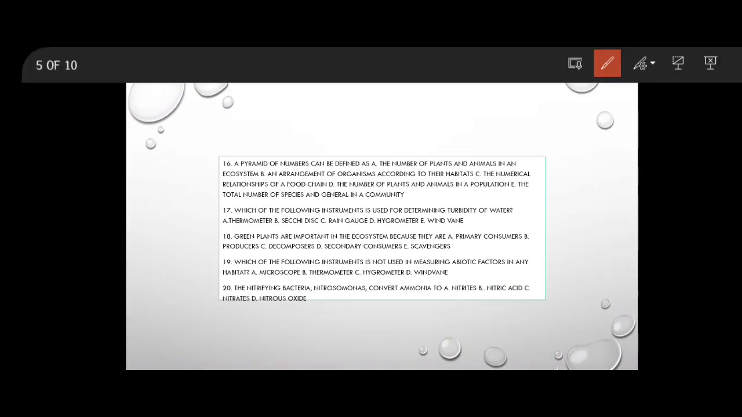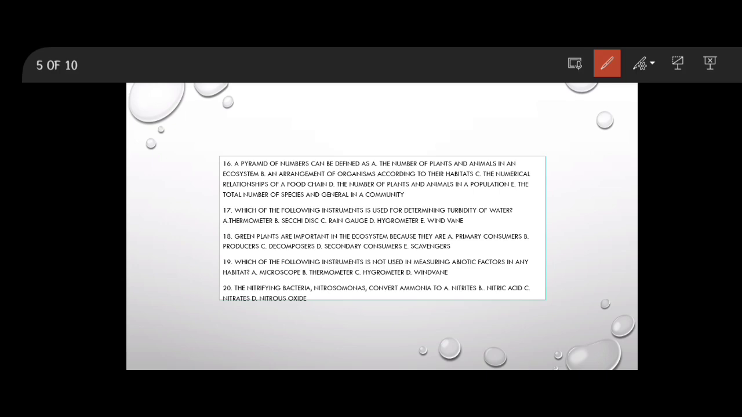Moving on, we have: A pyramid of number can be divided as dash. We have pyramid of energy and we have pyramid of number. Pyramid of energy is the what? A pyramid made up of what? The total energy present at each trophic level. While the pyramid of number is a succession of what? Each organism in a what? In a food chain. The pyramid of number is the number of organisms per each trophic level in a food chain. So let's take a look at the options that we have.